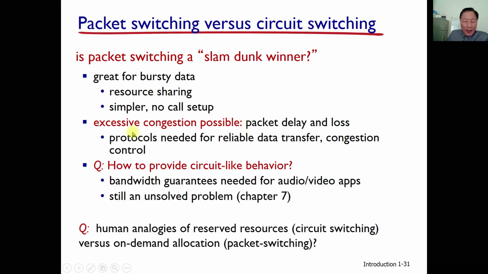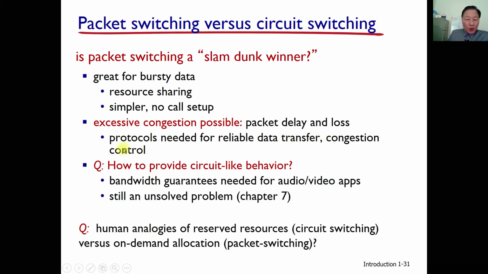But the main disadvantage of this packet switching is that if there is some excessive congestion, then the packet delay and loss can be so serious, like our highway if there is some traffic jam, like Thanksgiving holiday. Then that is overloaded, and that is called excessive congestion. In that case, protocols are needed for reliable data transfer and congestion control.